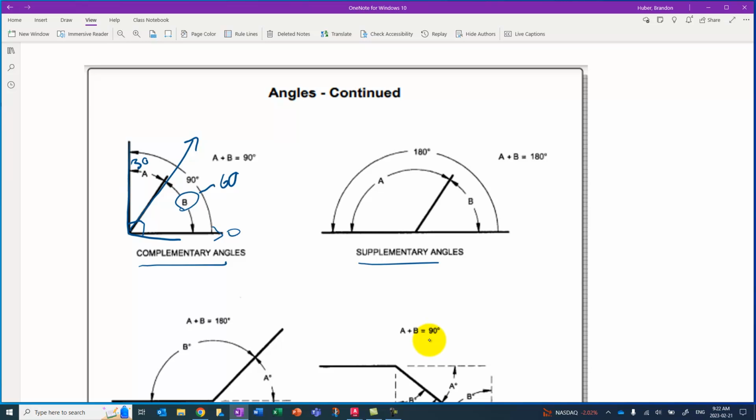Same kind of situation for supplementary angles. Let's say you're given angle A, and we'll just say it's 130 degrees. Because they fall along a straight line here, they need to add up to make 180 degrees. So angle B in this example would be 50. You can now go ahead and draw this line.